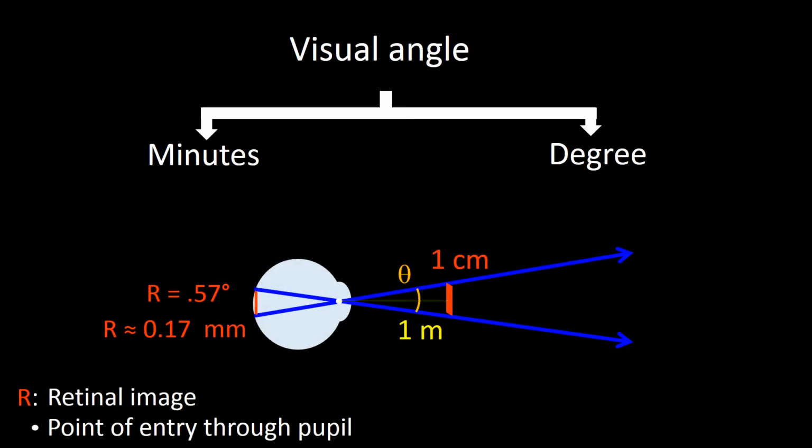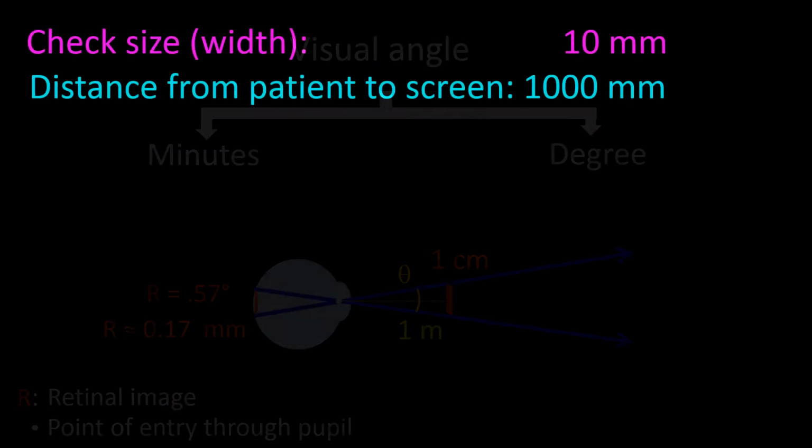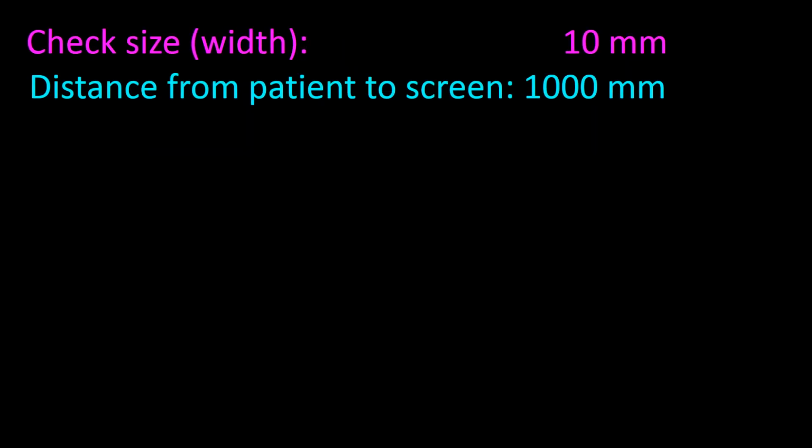I am going back to the initial example of an object 1 centimeter wide, 1 meter away, to show you how it works mathematically. So the visual angle of a 10 millimeter check viewed from 1000 millimeter distance is directly proportional to the size of the object and inversely proportional to the distance from the eye to the object, as we have just previously mentioned.